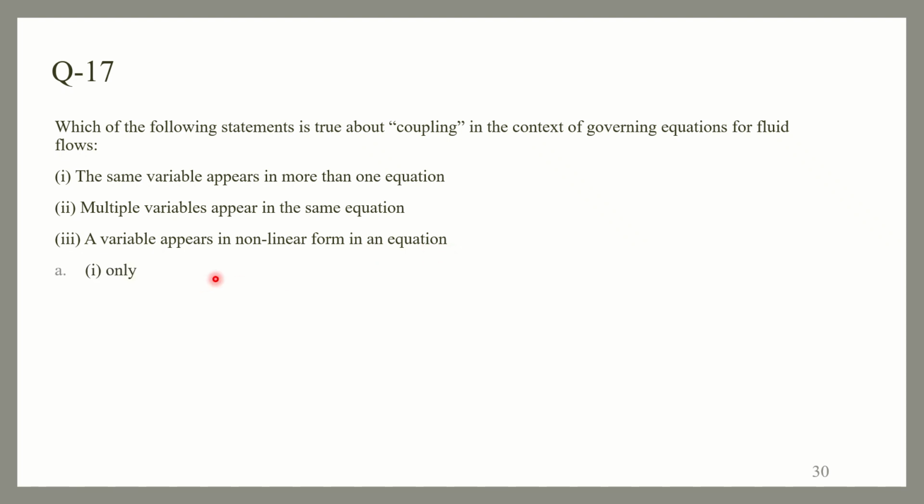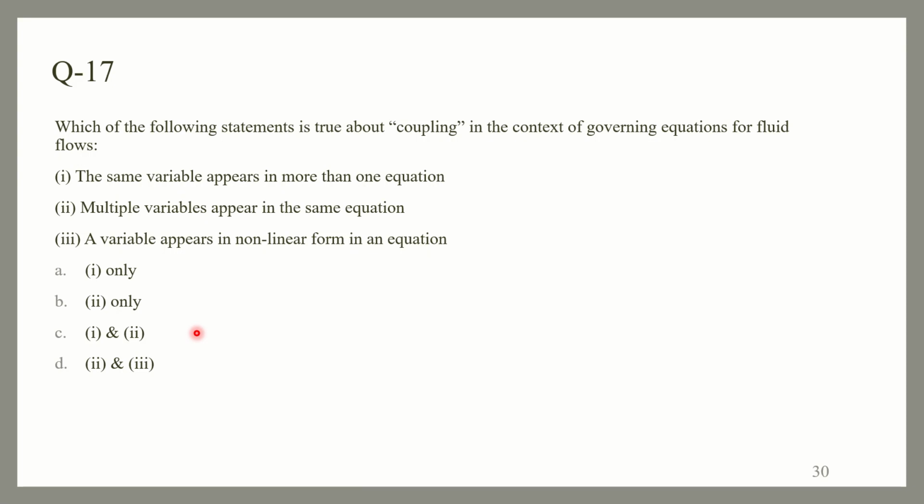As I said in the last question itself, the right answer is multiple variables appear in the same equation. For example, in the pressure velocity coupling, we call it coupled because in the momentum conservation equation, we have the velocity variables as well and we have the pressure term as well. So we call it a coupled equation. So the answer is the second statement only. We'll just look at the options first. Option A 1 only, option B 2 only, option C 1 and 2, option D 2 and 3. So the answer is option B only, that is B, 2 only.